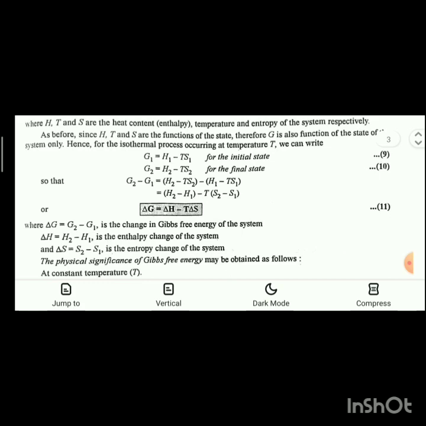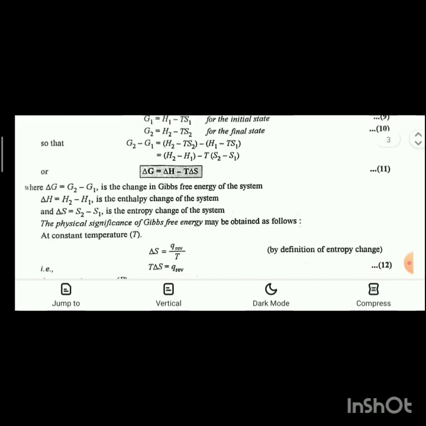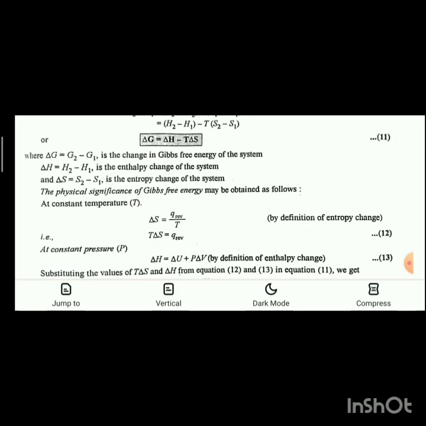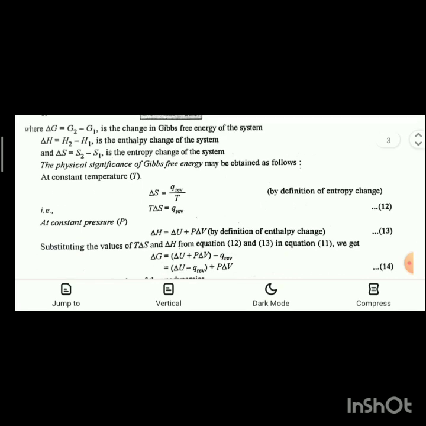On solving this, delta G equals delta H minus T delta S. Delta G equals G2 minus G1, the change in Gibbs free energy of the system. Delta H equals H2 minus H1, the enthalpy change of the system. Delta S equals S2 minus S1, the entropy change of the system. The physical significance of Gibbs free energy may be obtained as follows. At constant temperature T, delta S equals Q reversible upon T, so T delta S equals Q reversible.